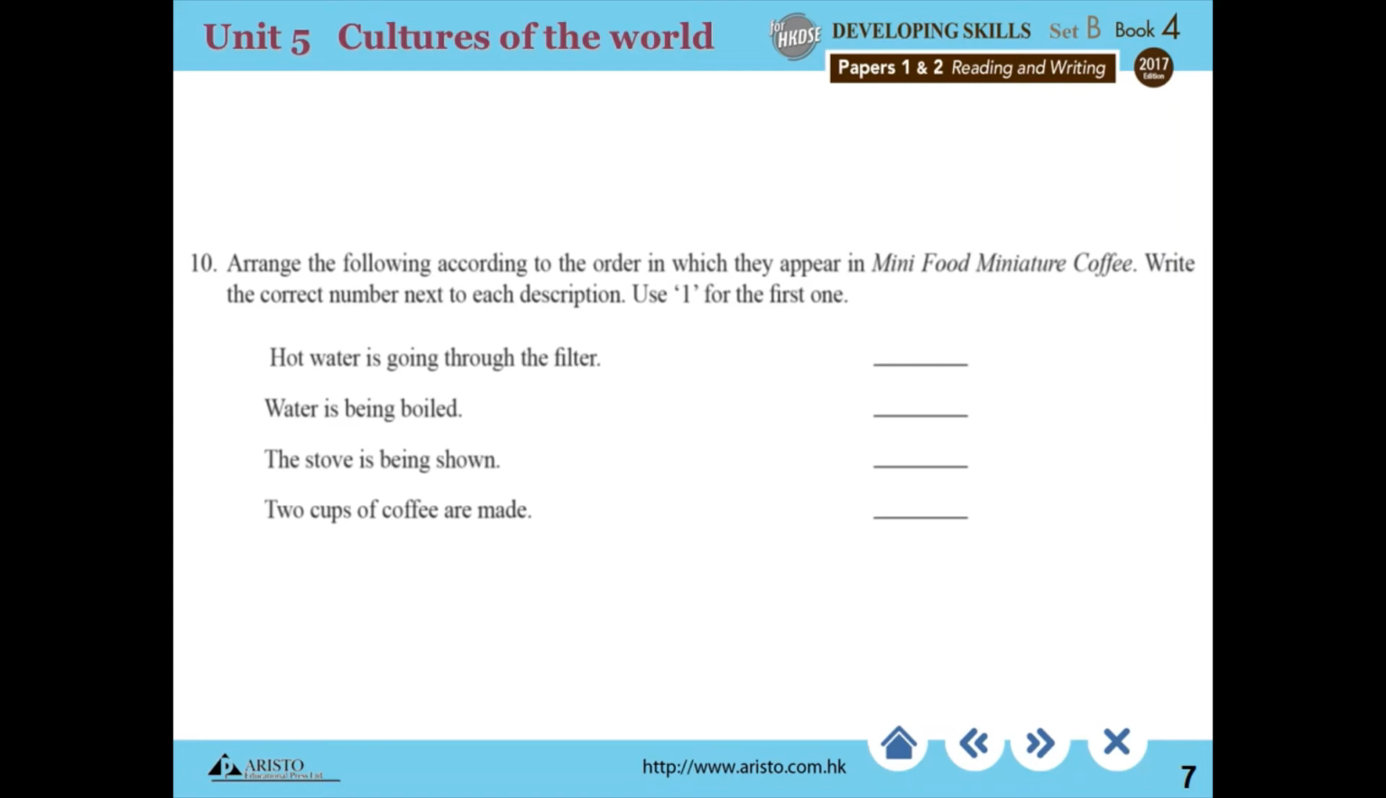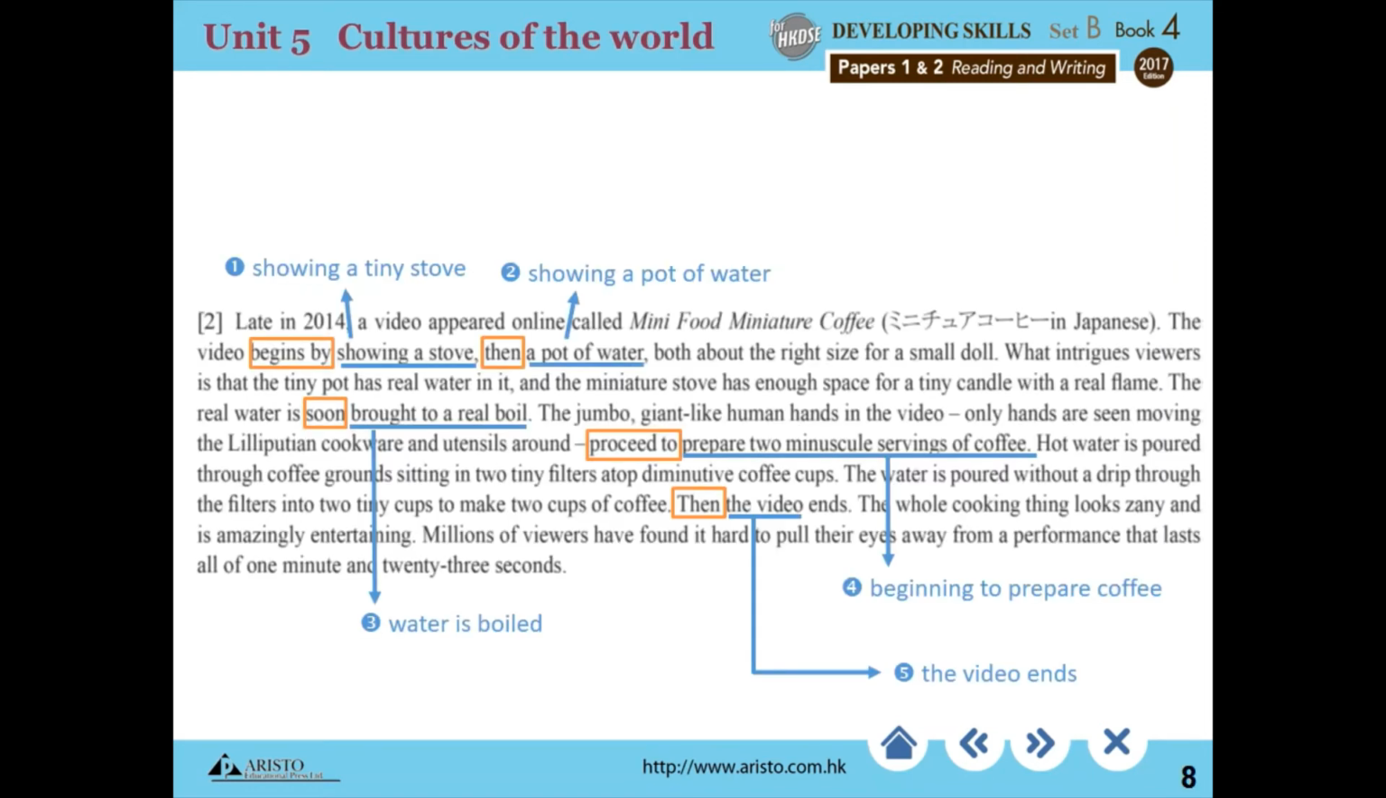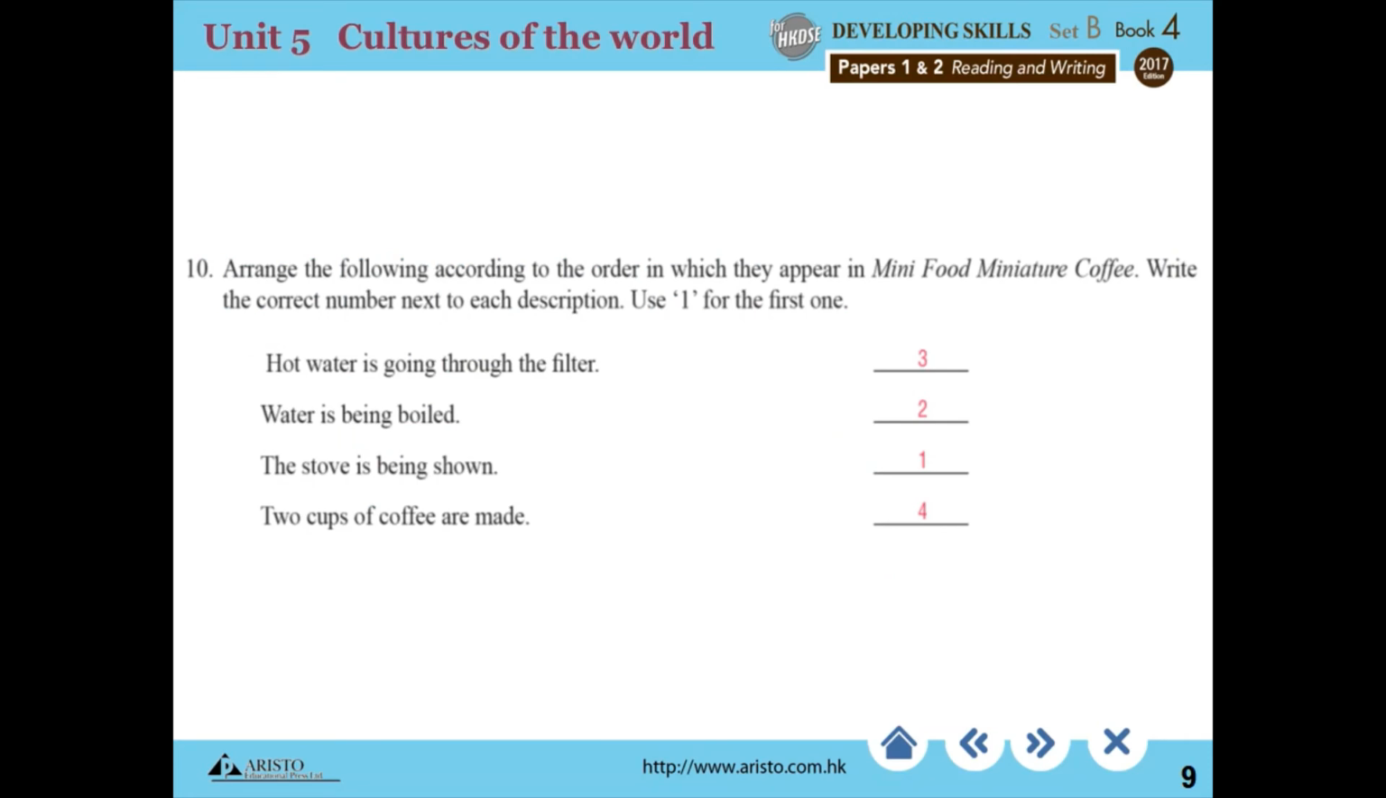a video. We have seen the relevant passage earlier. The video first shows a tiny stove, then a pot of water. After that, the water is boiled, and then two servings of coffee are prepared by pouring hot water through coffee grounds. And lastly, the video ends. Notice that not all of the steps mentioned in the paragraph are included in this question, but that does not change the order in which they appear. Make sure you number them from 1 to 4, using 1 for the first one.